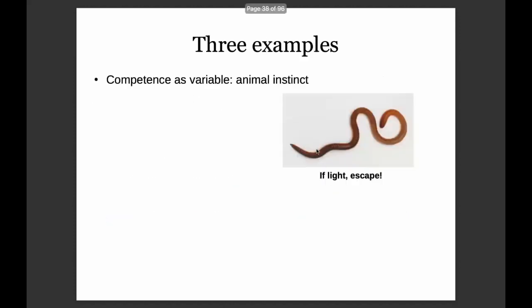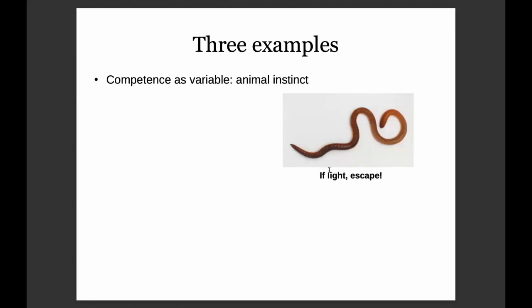Let's consider then three examples of application of this theory. So talking about the CD gap, we can have the competence as variable. That's the case of the animal instinct. So this is a very simple form of life, a worm, that if he sees the light, escapes. His behavior is very simple, and as well the conditions that he checks.